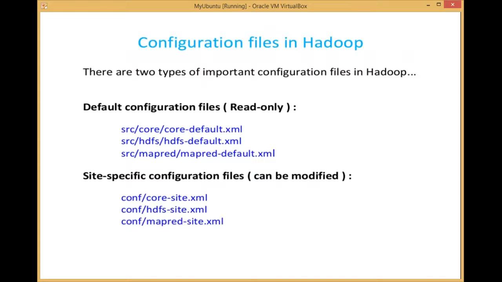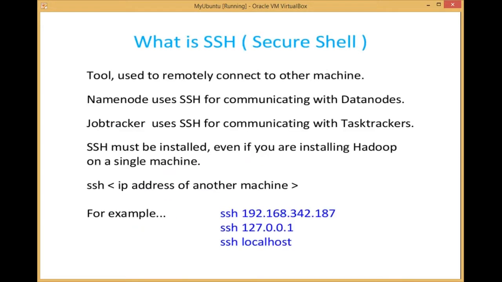We talked about two types of configuration file. One is the default file, which contains default settings. Another is the site specific file, which contains user preference or user defined settings. Then we talked about SSH. It's a tool which is used for communication between master and slave services. So even if we are installing Hadoop on a single machine, we need that SSH.